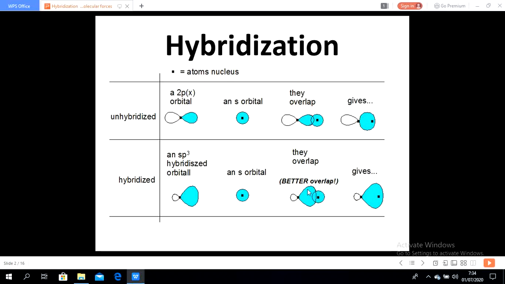Why? Because the p has higher energy than the s. So the p shape is bigger, the lobe is bigger than the s orbital, and then the s goes inside the sp3 orbital. From here we can see that the sp3 is distorted. The shape is getting bigger and being oval.